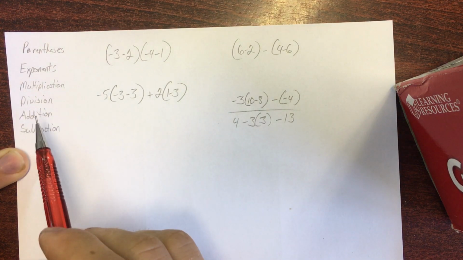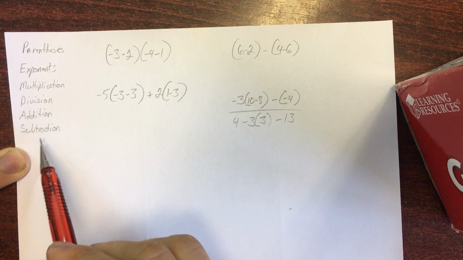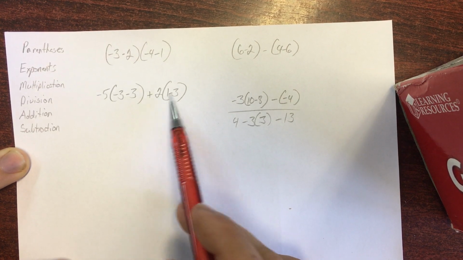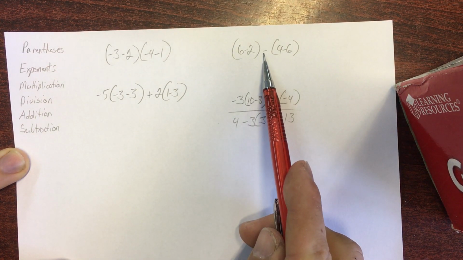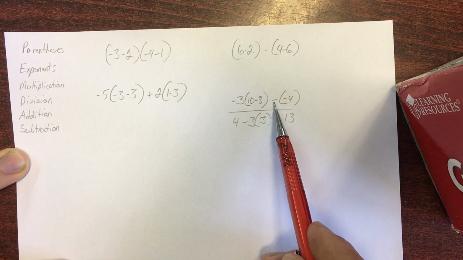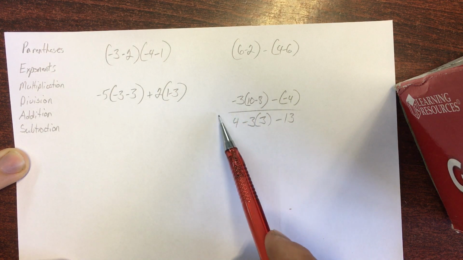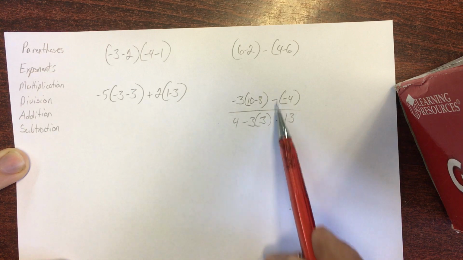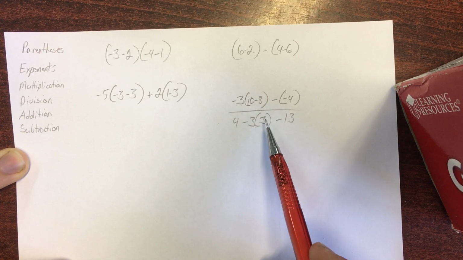So looking quickly, you can see what are we going to do last? Addition and subtraction. So in this problem, the last operation we're going to do is adding this in between. Here, the last operation we're going to do is this subtraction. Here, we're going to do actually this division, this line. So we need to solve the numerator and then the denominator, and then we can actually divide there.